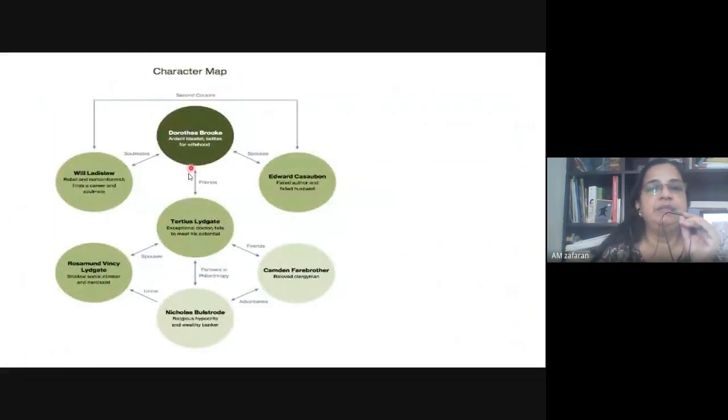Now look at the character map here. See, we have Dorothea Brooke, who's an ardent idealist, selfless, and she settles for wifehood.